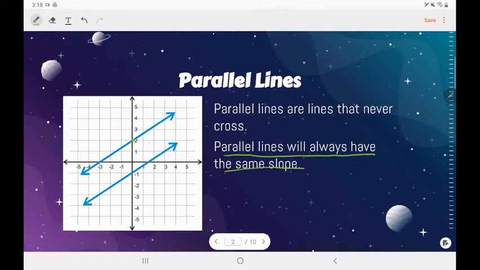Notice on this line, if I start here and continue along my line, I have another point here, same on here. I've got a rise of 2 and a run of 3. Rise of 2 and a run of 3. And this is the case for all parallel lines.